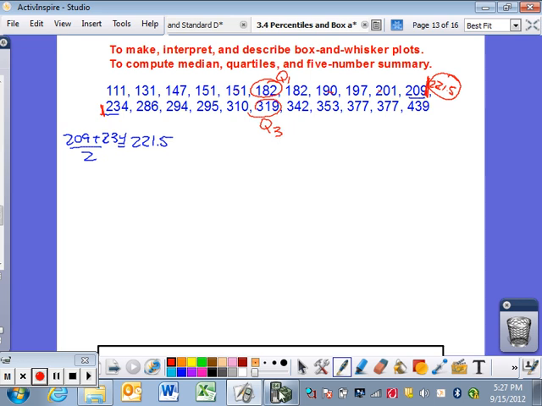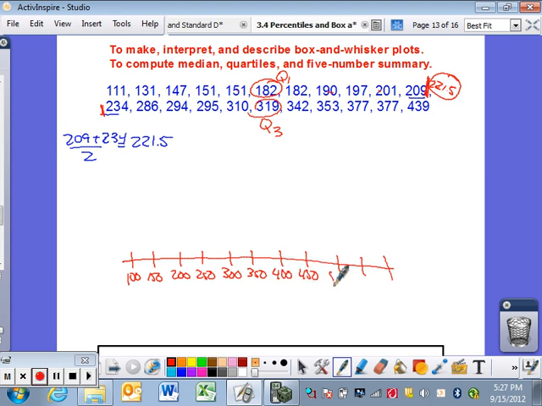Now I'm going to let you guys do that. Just build a line, and whether you do it horizontal or vertical, you obviously need to cover from 111 to 439. So I mean, you could go by 25s, you could go 50s. Maybe we'll go by 50s. So 100, 150, 200, 250, 300, 350. And you can make these whatever you feel like doing.